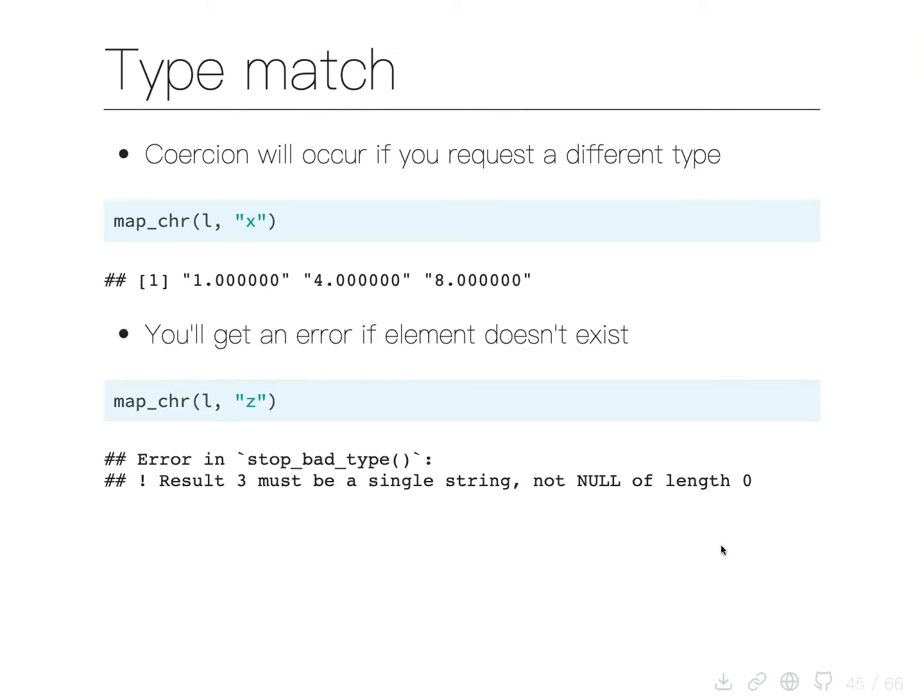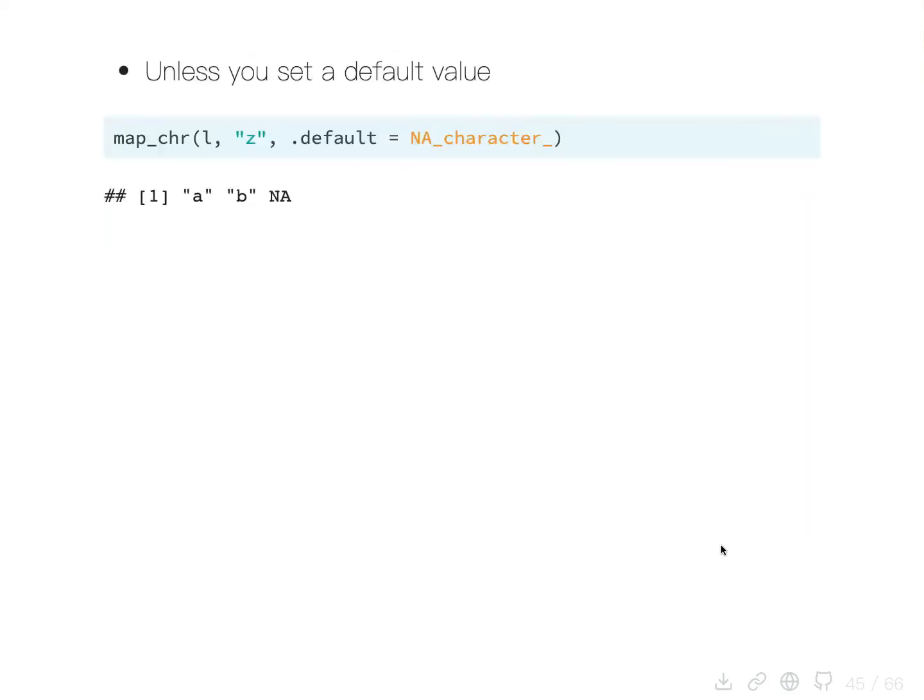The other thing is you will also get an error if the element doesn't exist. So we have Z missing on the last list in our list, right? And so if I say map_chr L, give me Z, I get this error: stop, bad type. Result 3 must be a single string, not null of length 0. Okay, so that's annoying.